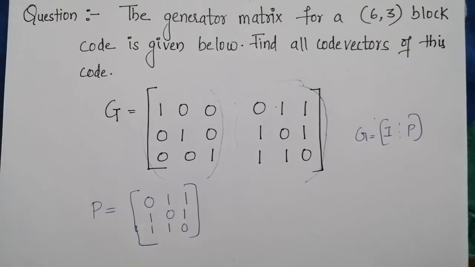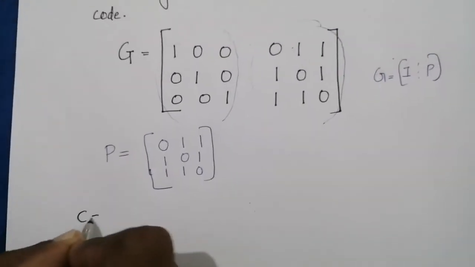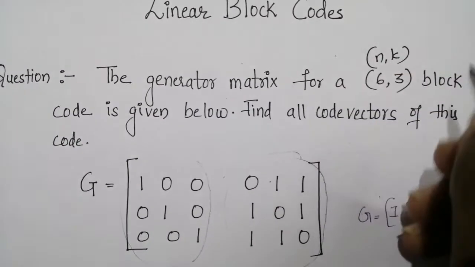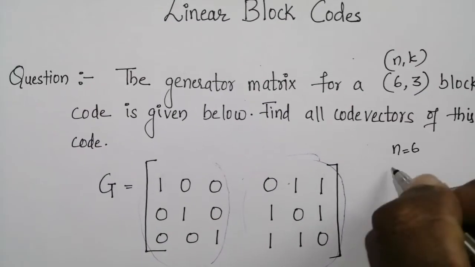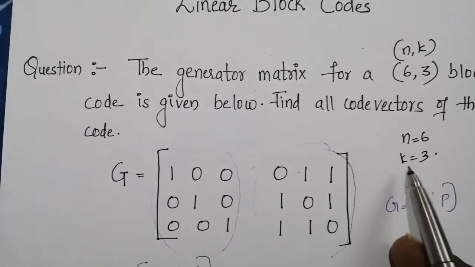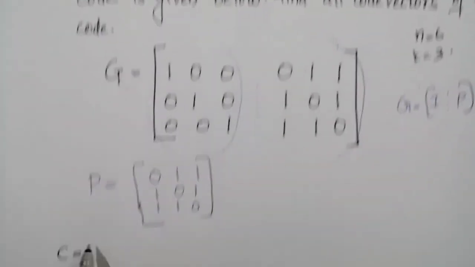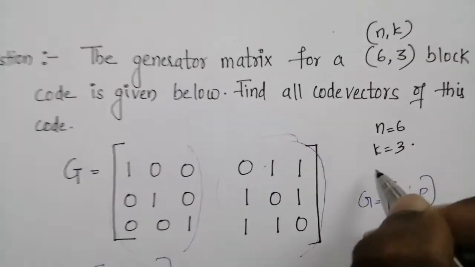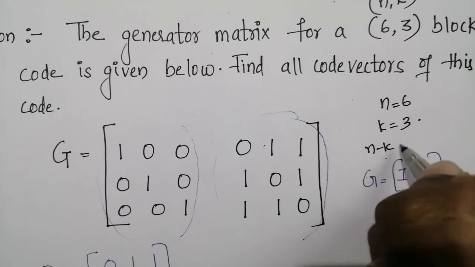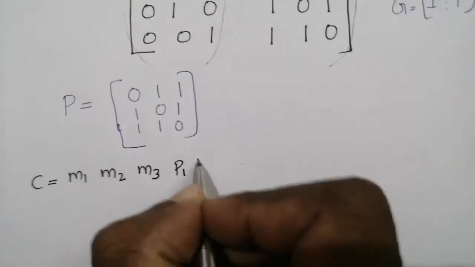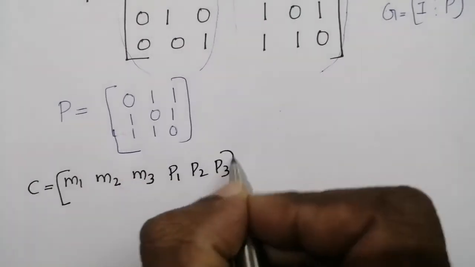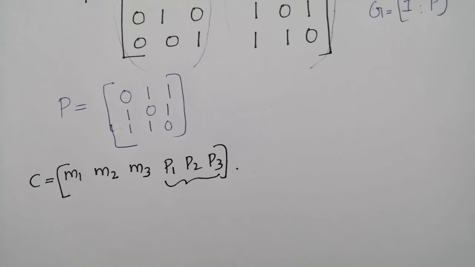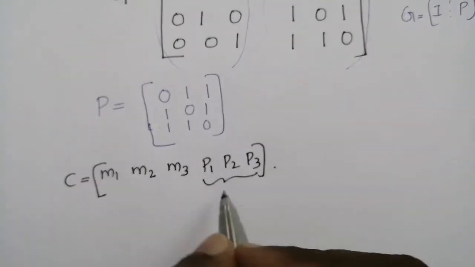Right. So we know that the general format of the code word will be, so we are given that this is an (n, k) linear block code, right? So in this (n, k) linear block code, we have n equal to 6 and k equal to 3. So there are 3 message bits, that is M1, M2, M3. Now how many parity bits are there? Parity bits will be equal to n minus k, that is 3. So P1, P2, P3. So this is the format of the code word, and we need to find this P1, P2, P3.